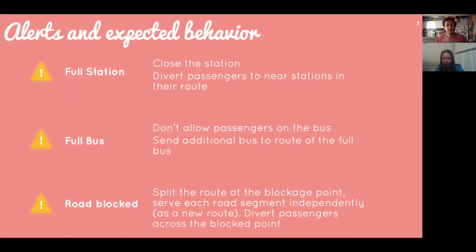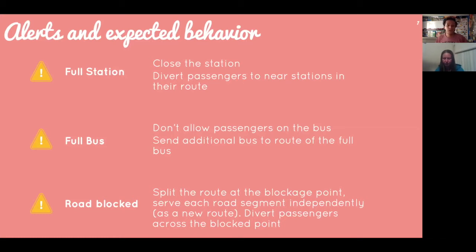Additionally to the definition of the system, we need to define which alerts will be in the system and the behavior we expect to see for each of those alerts. So if the station is full, we want to close the station and divert passengers to the nearby stations according to the route. If the bus is full, we don't want to allow passengers on the bus, and we want to send an additional bus to that particular route where the bus is full.